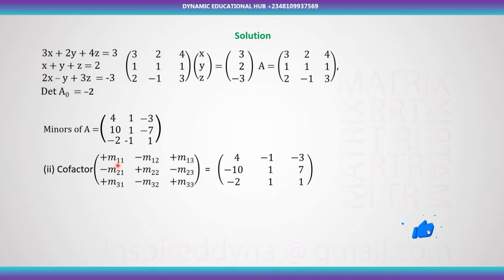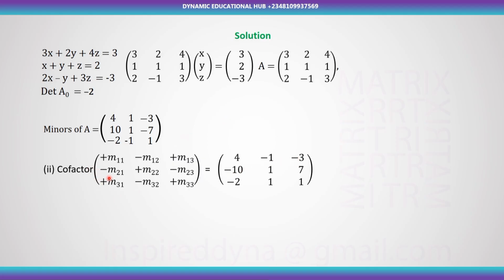We find the additive inverse for any element that is occupying this position, this position, this position, and this position. So this one will still be 4. This one will still be 4. This one is carrying negative, so we are going to change the sign. For the cofactor, it becomes minus 1. This one still maintains its sign, minus 3.